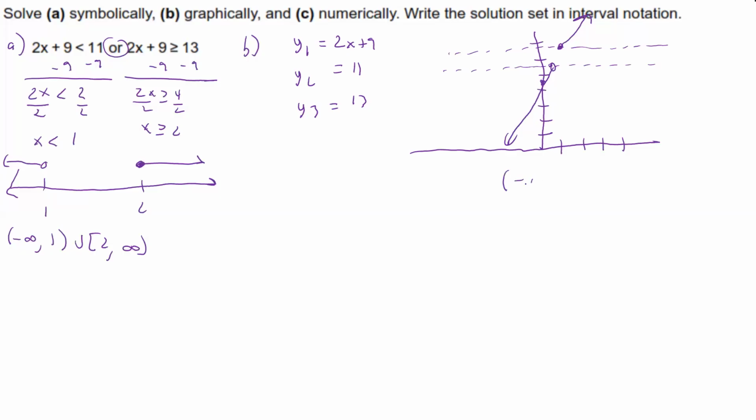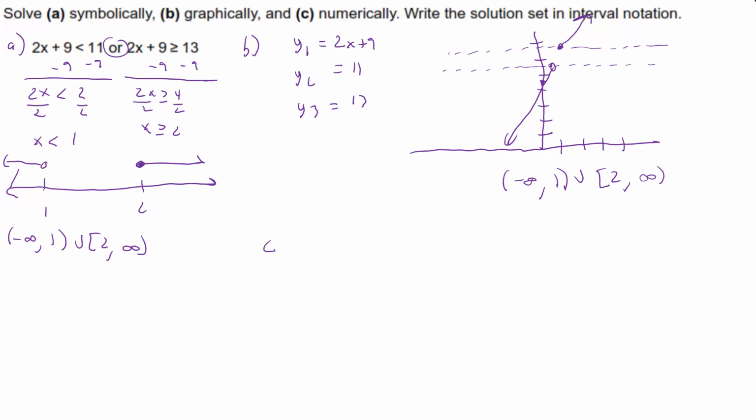So it's going to go from negative infinity up to 1, union. And here we're going to go from 2, it's a bracket because it's going to be equal to here because of this, and going up to positive infinity. So that's how we would do it graphically.